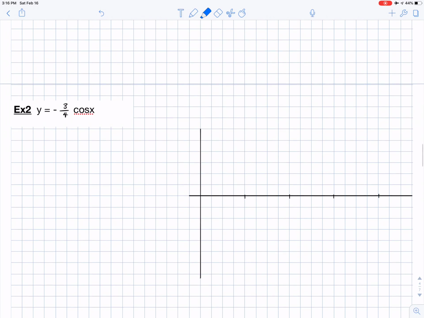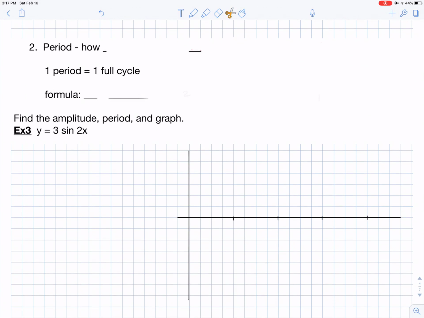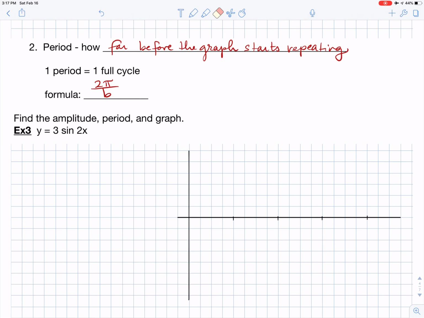Go on down to your notes. We'll do examples in class, but go down to your notes and let's talk about the period. The period of the graph is how far the graph goes before it starts repeating itself. The formula for finding the period is going to be 2 pi divided by b. 1 period is the same thing as saying 1 full cycle of the graph.